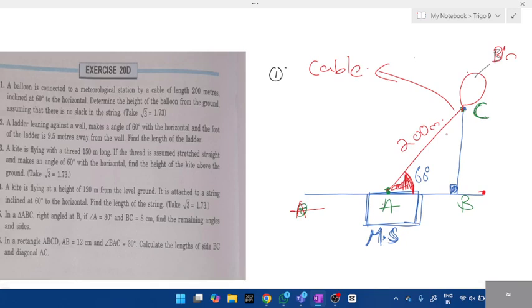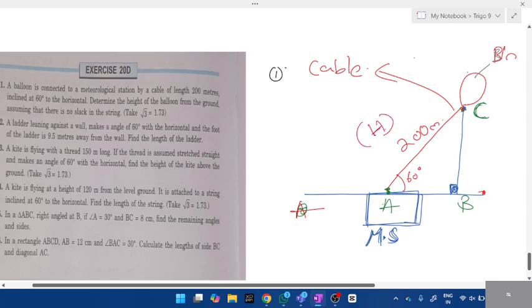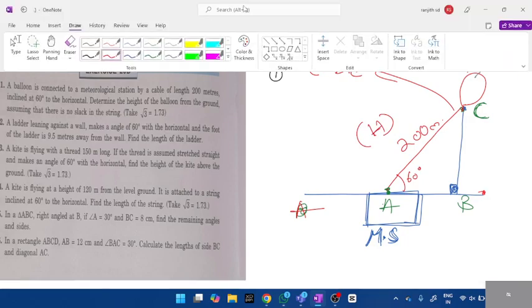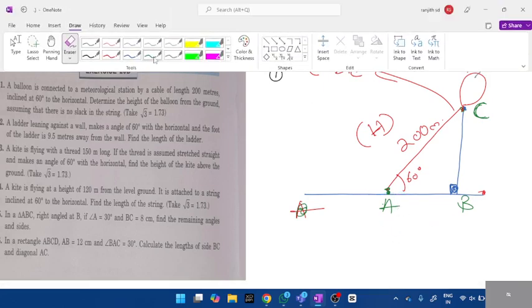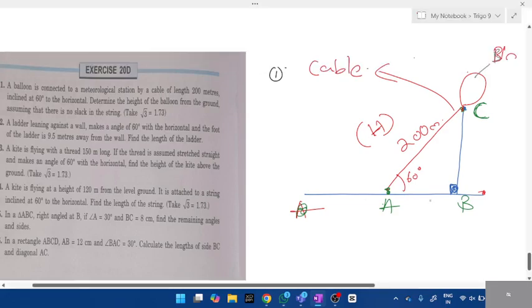In terms of triangle, what do you call AC, students? Hypotenuse. Very good. AC is the hypotenuse. So the hypotenuse value is given. Hypotenuse is 200 meters. Fine. And what else? Where is the angle mentioned? Where is the 60-degree angle mentioned? A, B, or C? Angle A. Angle A is given.